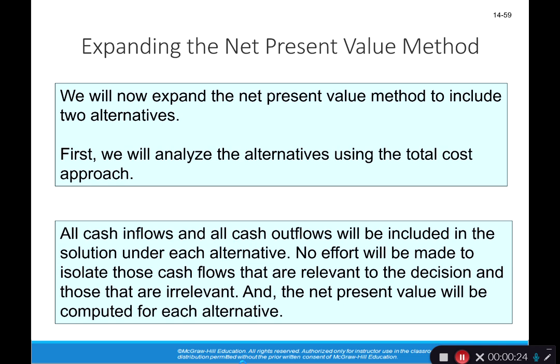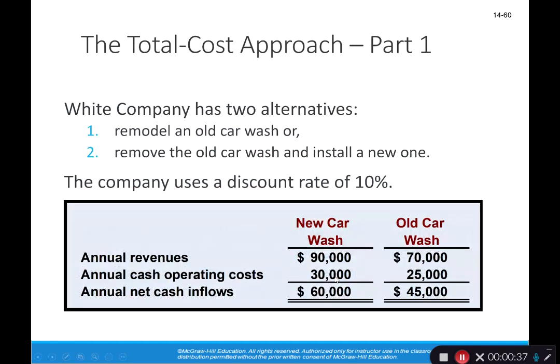No effort is made to isolate the cash flows that are relevant to the decision from those that are irrelevant. And the net present value is computed for each alternative. And then we compare those net present value numbers. So Wright Company has two alternatives. They remodel an old car wash or remove an old car wash and install a new one. The company uses a discount rate of 10%.